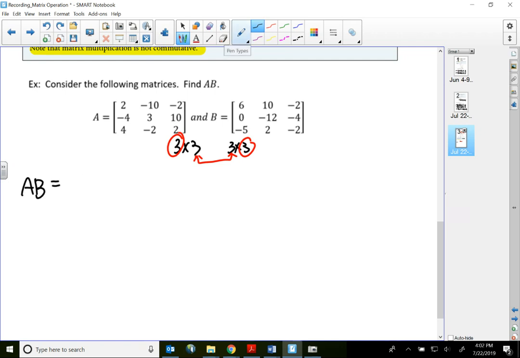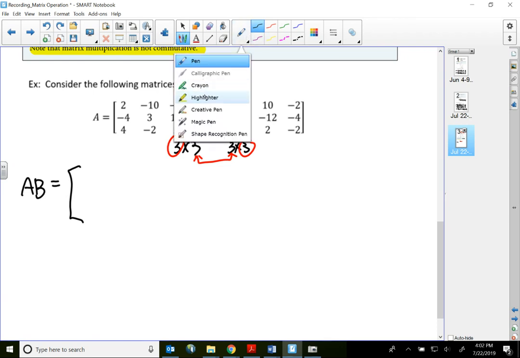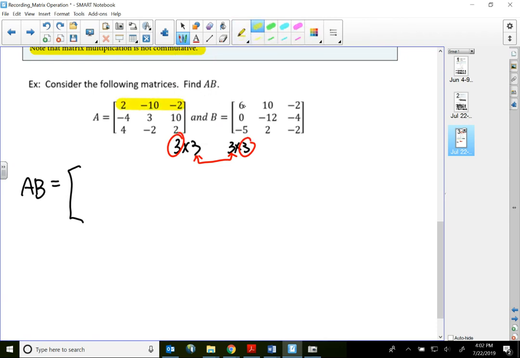Start with the first entry, row 1, column 1. I'm going to highlight row 1, column 1. So we take 1, 1 times 1, 1: 2 times 6 is 12. Plus 1, 2 times 2, 1. These two multiply together: negative 10 times 0 is 0. Plus 1, 3 times 3, 1: negative 2 times negative 5 will be positive 10.